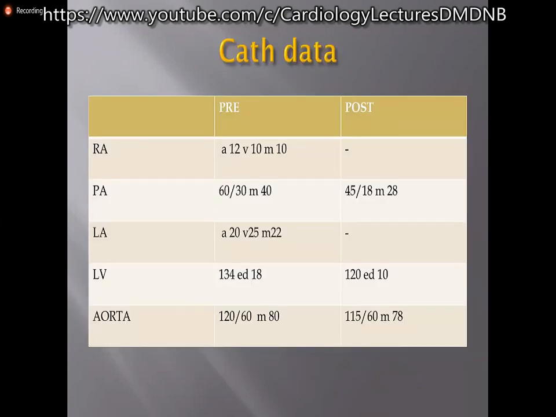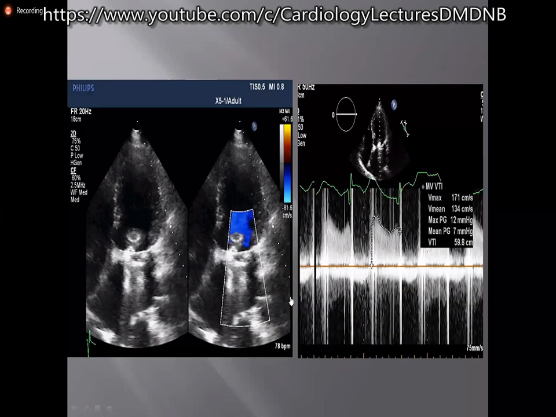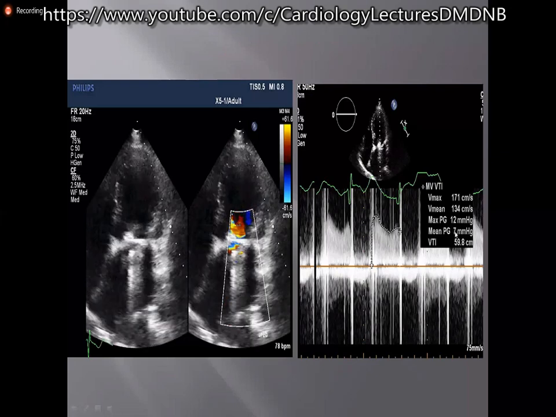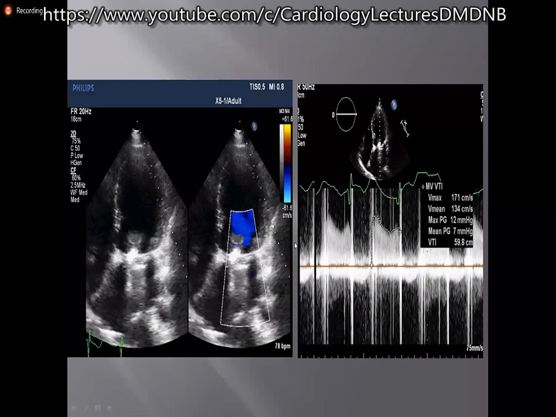So these are some of the hemodynamic data before and after. And you can see here the PA pressure, it was 60 by 30, dropped to 45 by 18 immediately. And LA pressure also came down significantly. On echo, LV, it will show the echo gradient. You can see here the mean gradient dropped to 7.